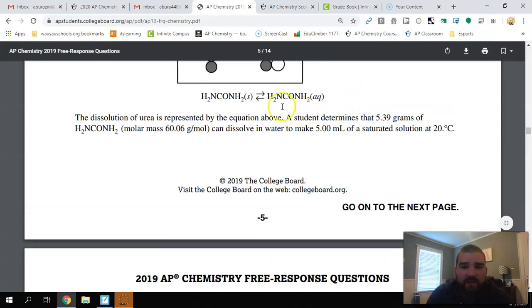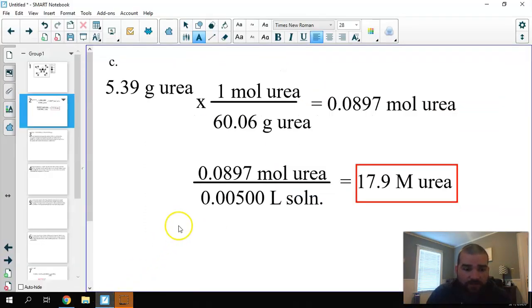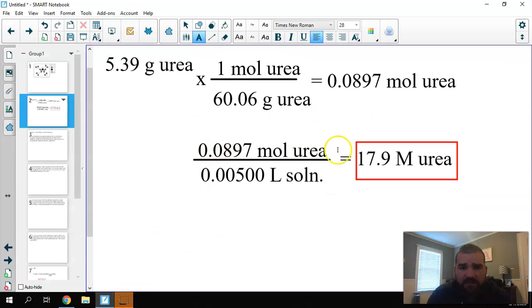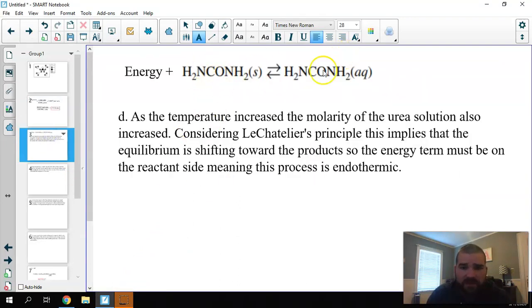And essentially, when the molarity increases, right, we are shifting further to the right. The aqueous stuff, because molarity is moles per liter, it's implying an aqueous solution. So we have the molarity increasing. Here's the equilibrium, and the temperature went up. So as the temperature increased, the molarity also increased. Considering Le Chatelier's principle, this implies that the equilibrium is shifting towards the products, so the energy term must be on the reactant side, meaning that this process is endothermic.